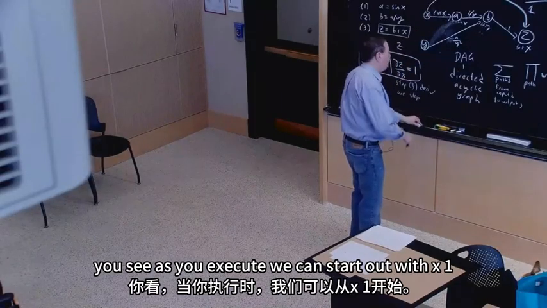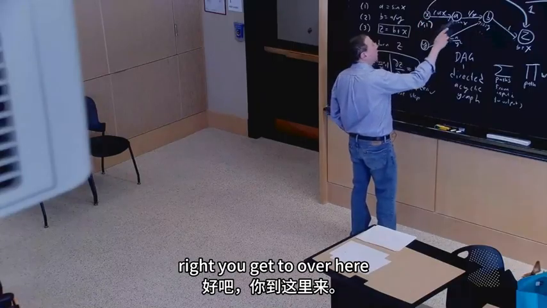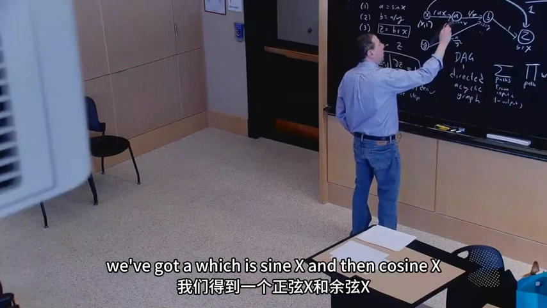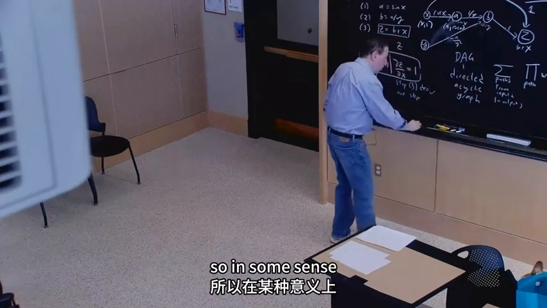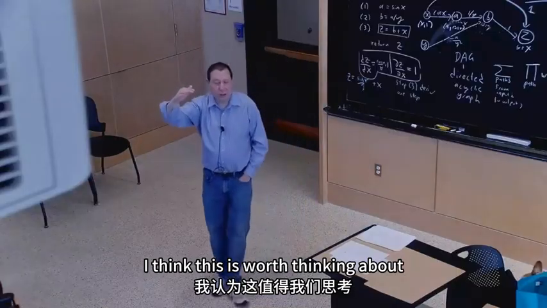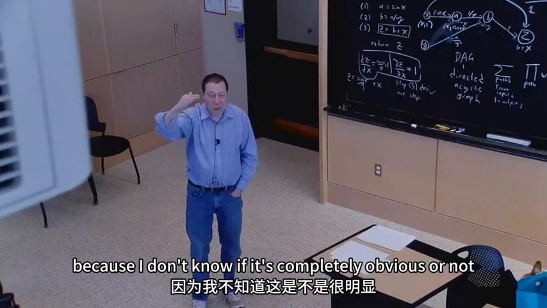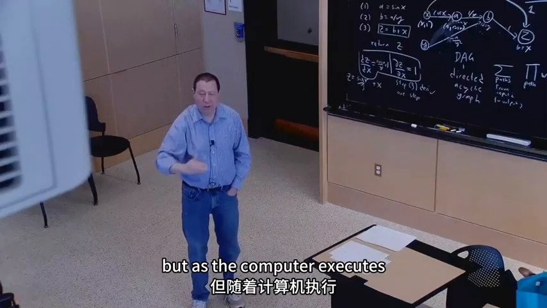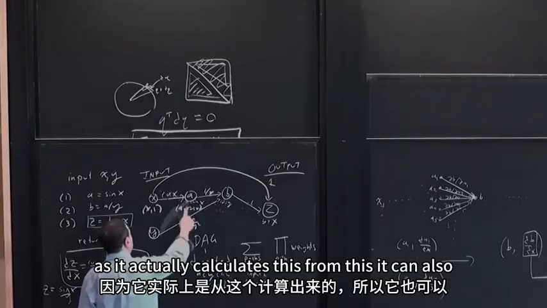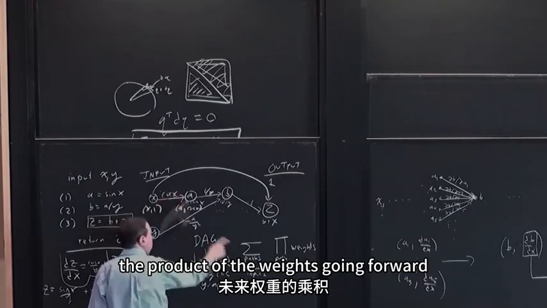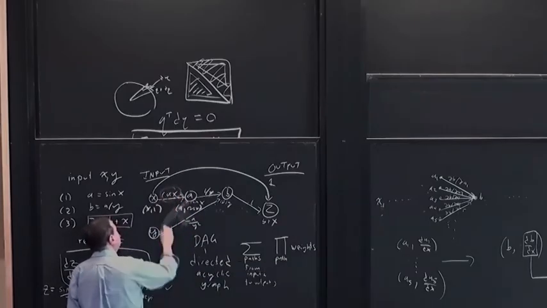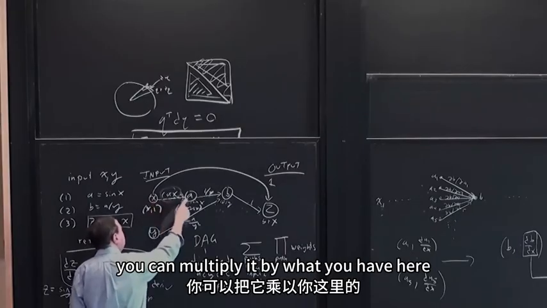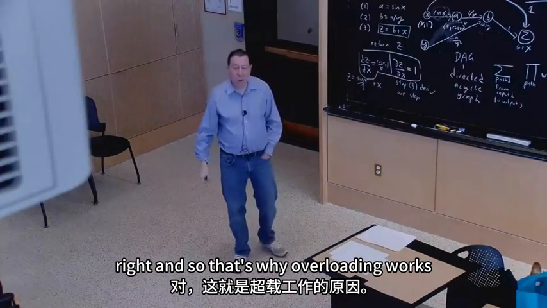And so as you execute, we can start out with x1, you get over here, we've got a, which is sine x, and then cosine x, and you just keep moving along. I think this is worth thinking about, because I don't know if it's completely obvious, but as the computer actually calculates this from this, it can also keep that path, the product of the weights going forward, just by multiplying. At this moment in time, you can get this, and just as you need it, you can multiply it by what you have here. And so that's why overloading works when you do forward mode.